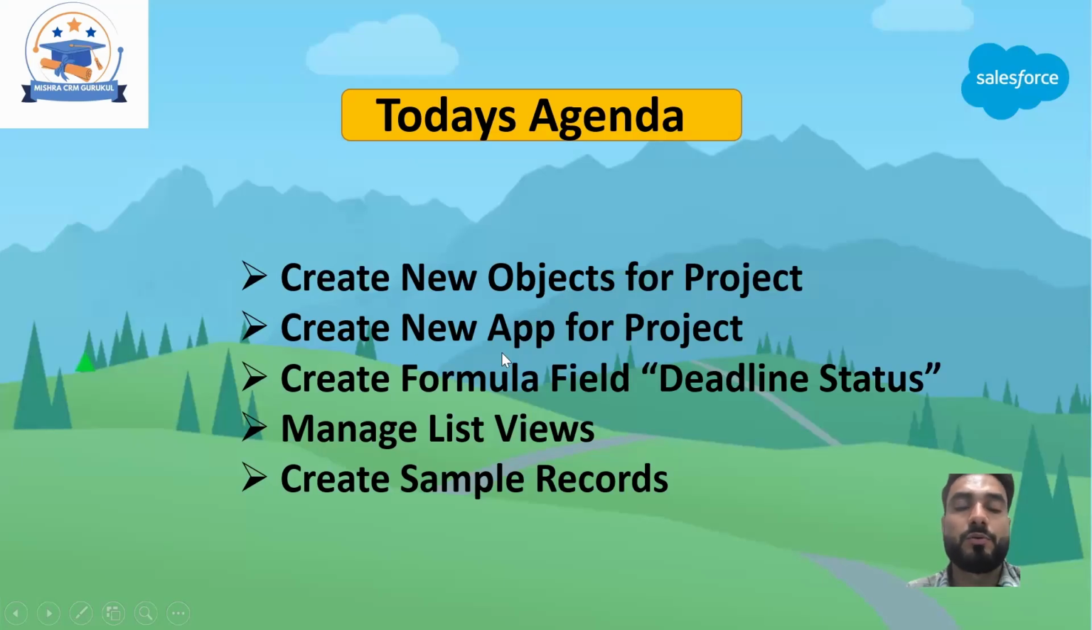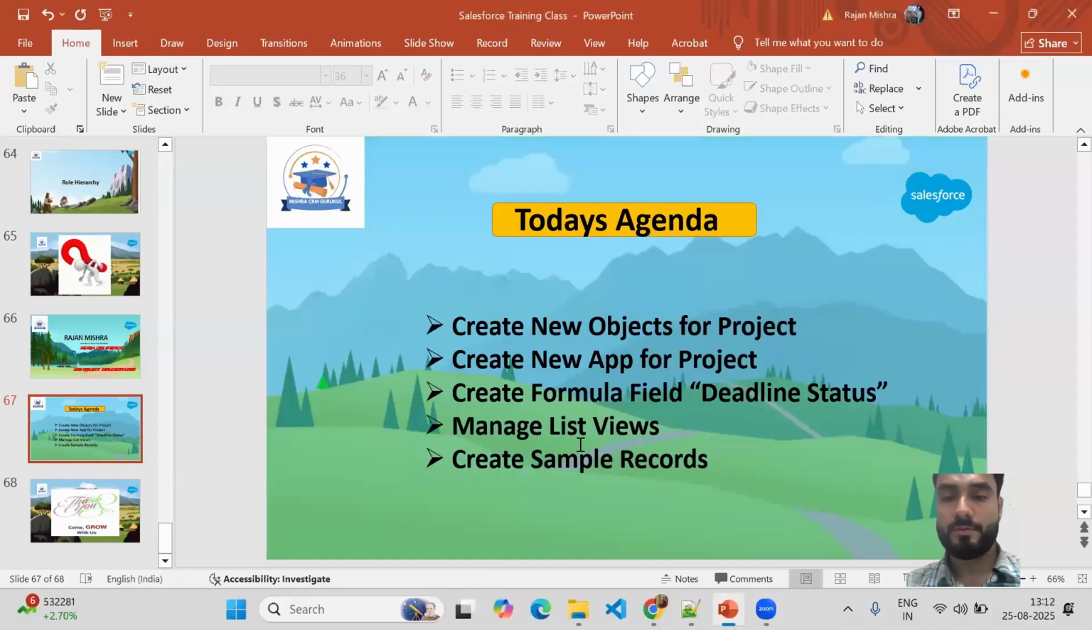Okay, so in this class, we are going to create a new application for the project, and also we will create some formula fields to automate some of the functionality in our application. And apart from that, we will create list views for those objects, and then we will create some sample records to test. Okay, so we have already created objects, so let's go to the app creation.